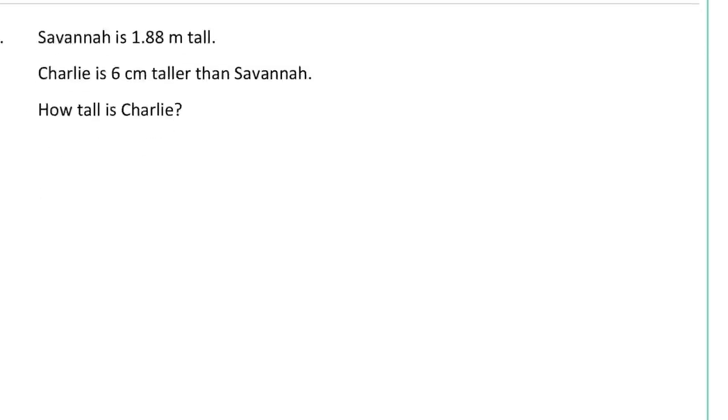Question 9, Savannah is 1.88 metres tall. Charlie is 6 centimetres taller than Savannah. How tall is Charlie? Well, both of these are in different units, so we're going to want to convert that amount of metres into centimetres. There are 100 centimetres in 1 metre. So 1.88, you can write it as times by 100 if you like, but hopefully you would know there's 100 centimetres in the 1, and then you've got 88 centimetres left over.